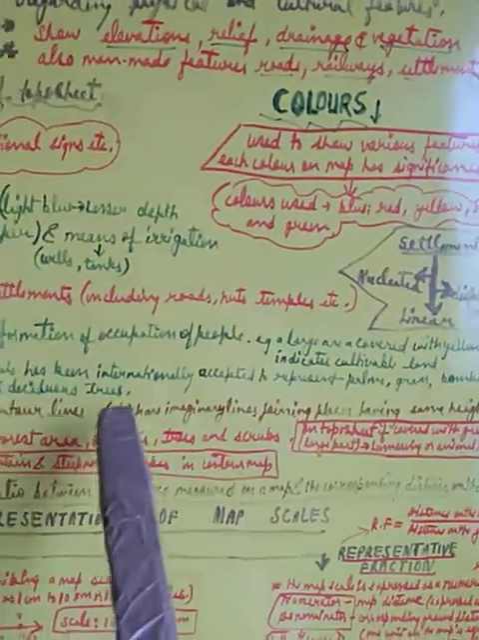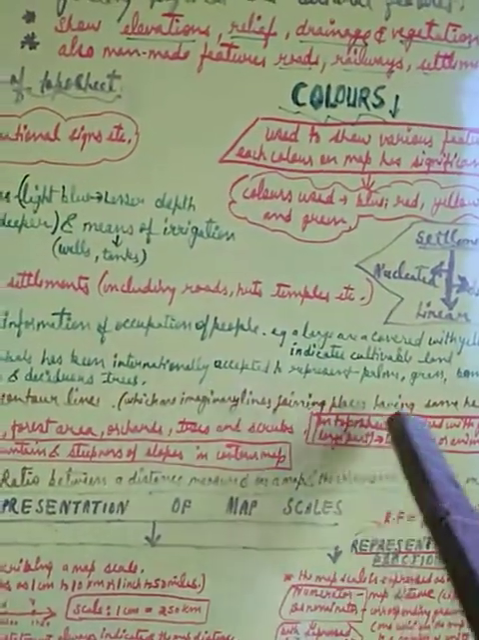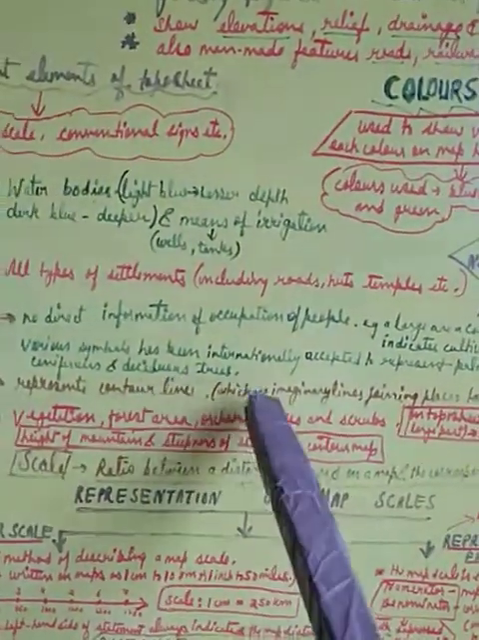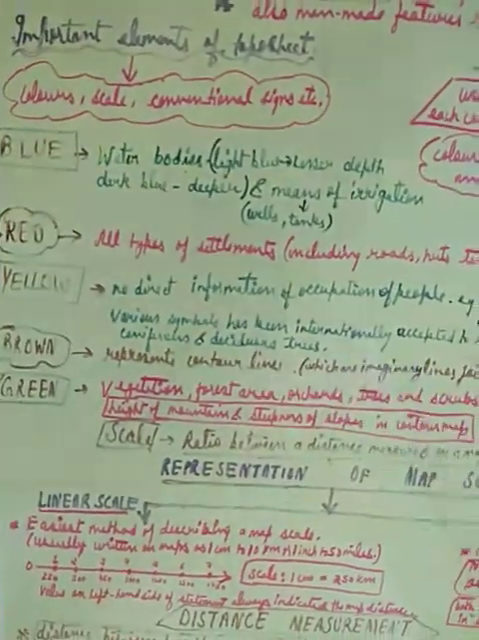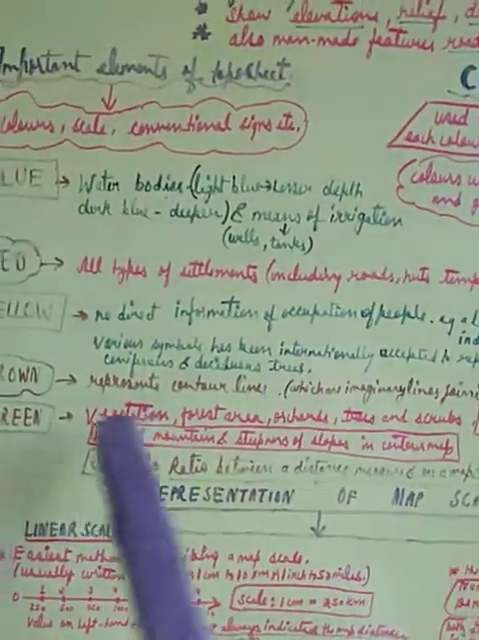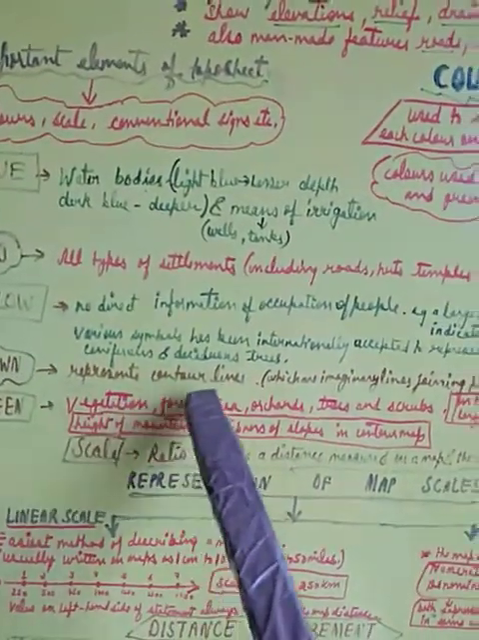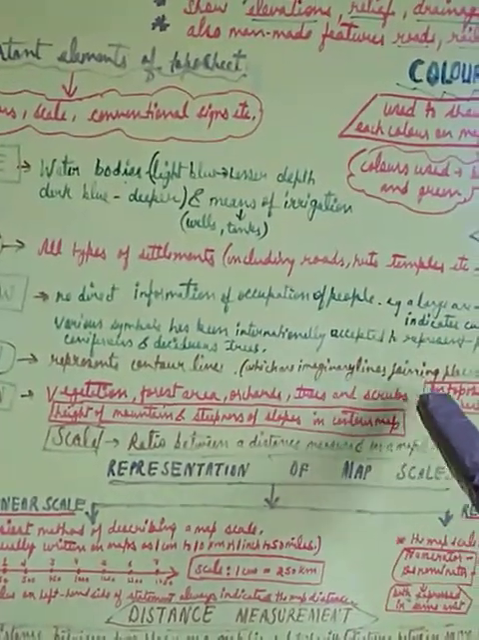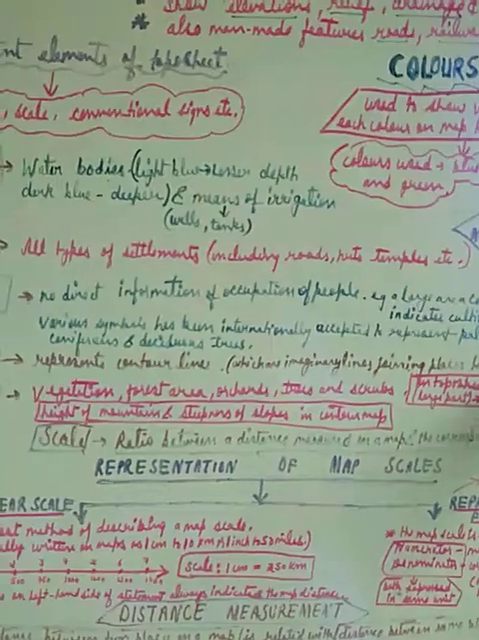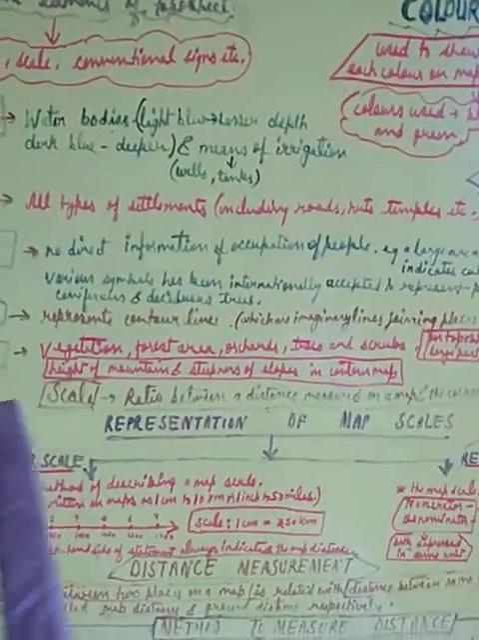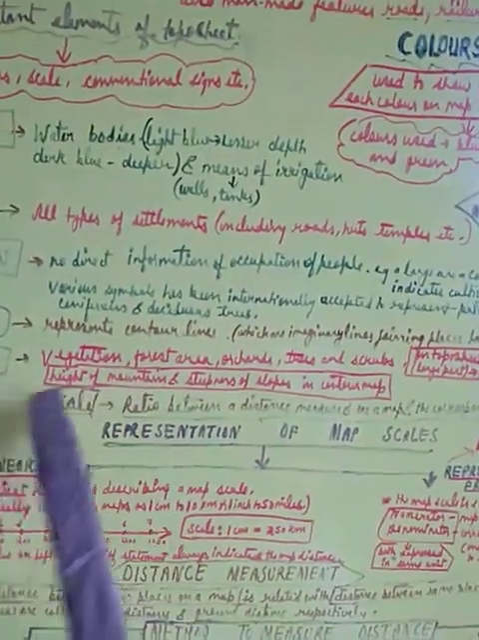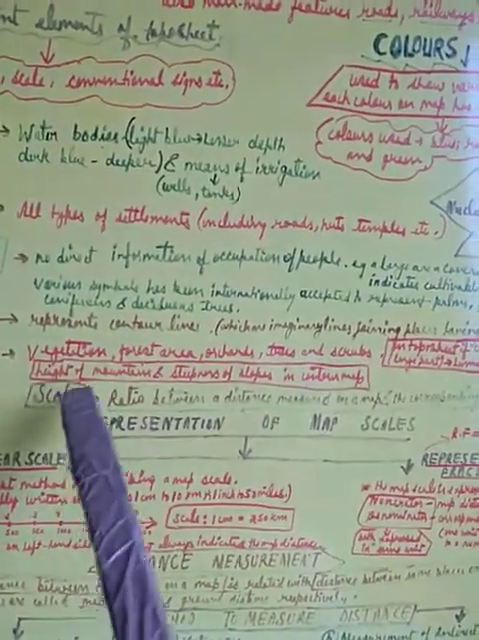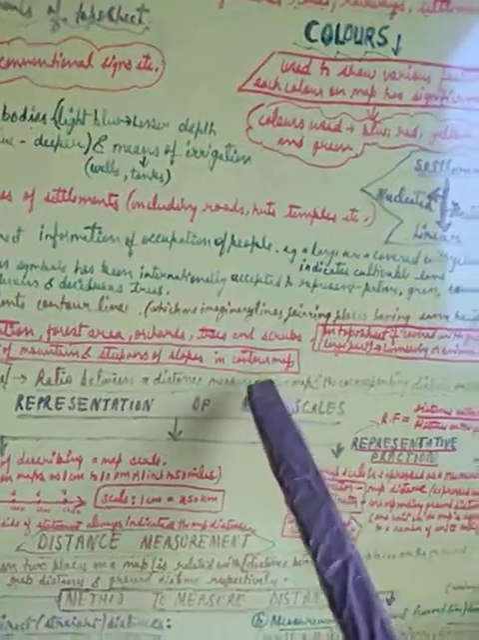And various symbols have been accepted internationally to represent palms, grass, bamboos, coniferous and deciduous trees. We have different symbols for that. We will study it later. And brown color represents the contour lines, which are imaginary lines joining places of the same height. Then comes green color, vegetation. It shows vegetation, forest area, orchards, trees and shrubs, heights of mountains and steepness of slopes also in the contour map.